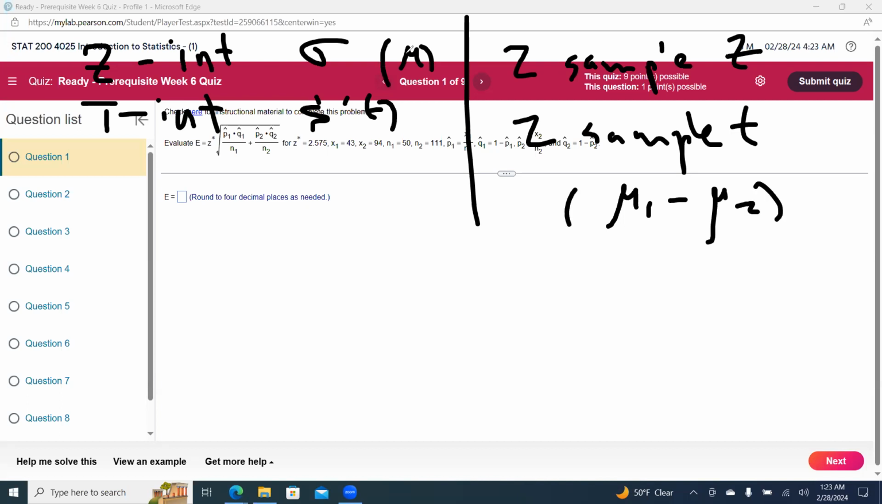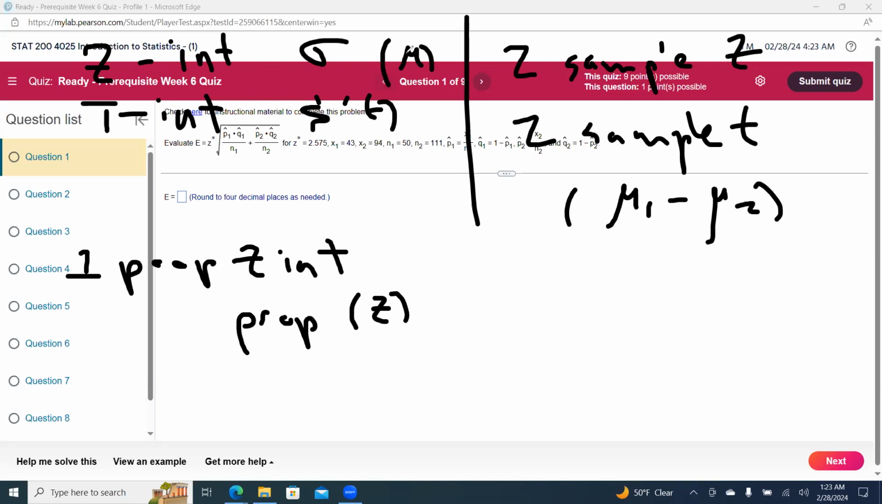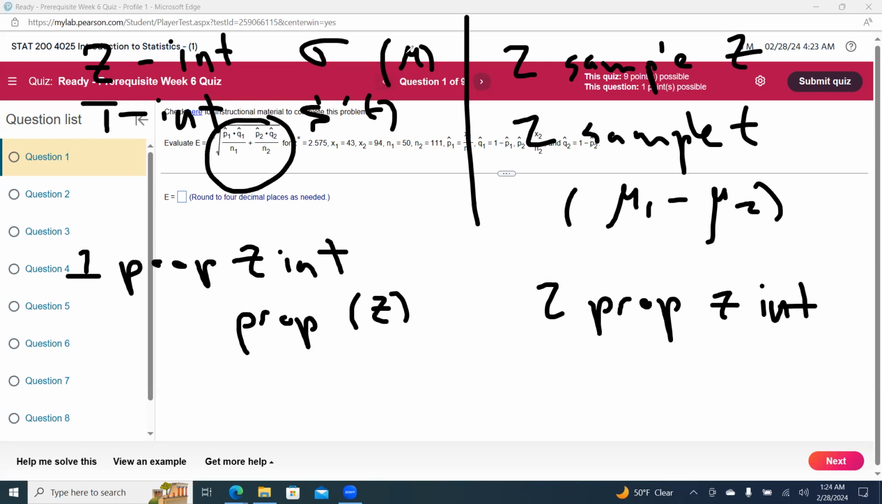So we also have a one prop Z int. I'm just doing this because I kind of feel like lecturing. That's a proportion. And it actually does use a normal distribution, a Z distribution, which is normal. So we have a two prop Z int, which is the difference between two proportions. So that's what that thing is going to be in the background. This is specifically a confidence interval. Two prop Z int, that is what it's called.